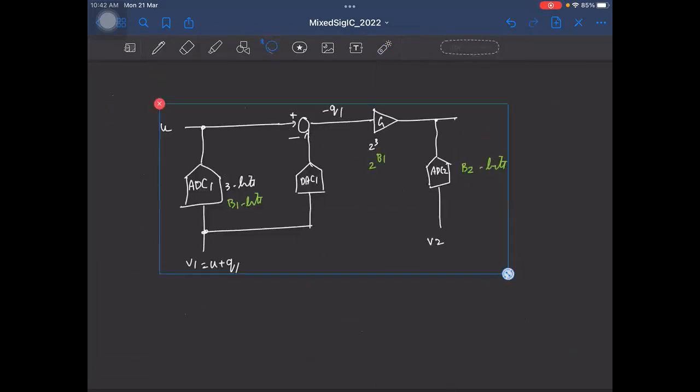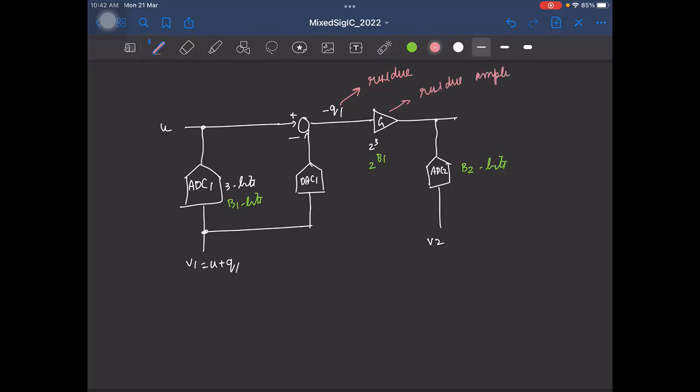So just some terminologies so that things are set. This is usually called the residue, because it's like the residue or the error that is present at the output. For obvious reasons, this is called the residue amplifier, because you're amplifying the residue. And this is usually referred to as the coarse ADC. And this is the fine ADC.